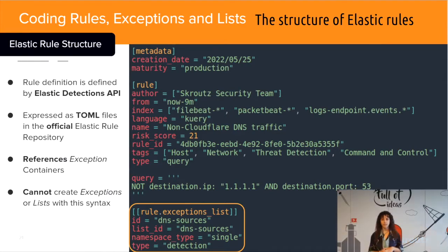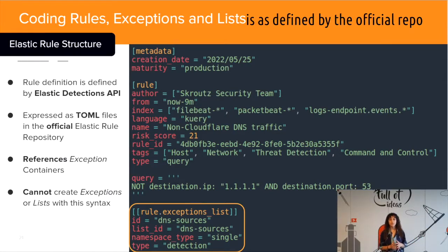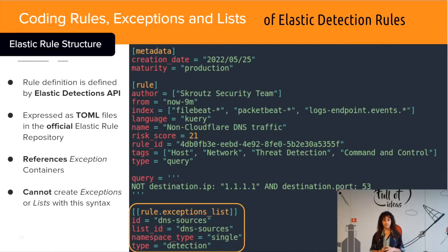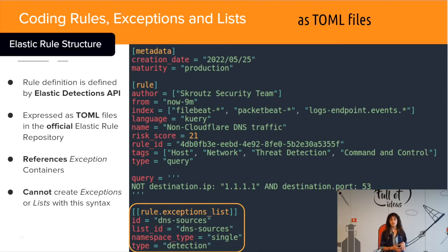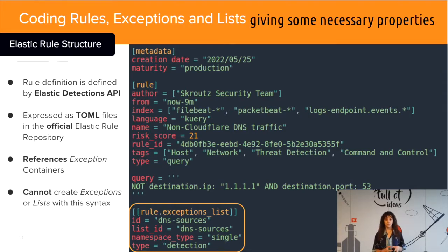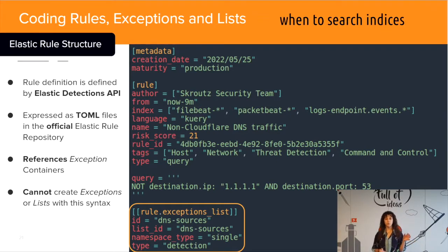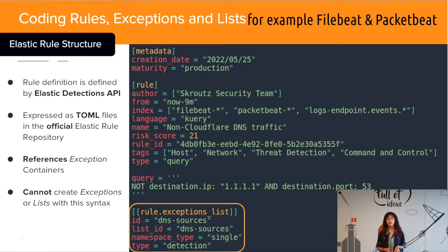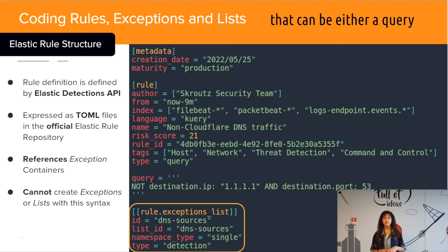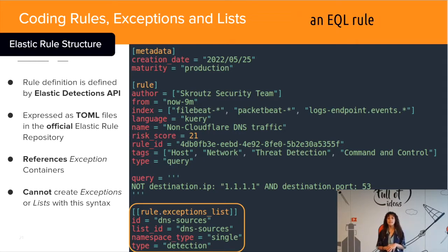The structure of Elastic rules is as defined by the official repo of Elastic detection rules. Rules are expressed as TOML files, describing the rule, giving some necessary properties such as the name of the rule, a time range from when to search indices, for example, filebeat and packetbeat, and the type of the rule that can be either a query, a threshold rule, or an EQL rule.